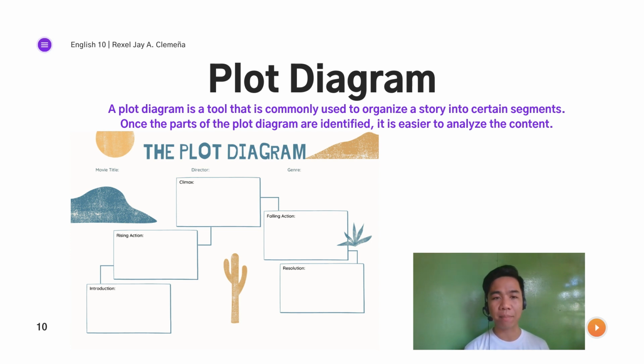The third one is the climax. The climax is the turning point in the story. It is usually the most exciting part in the story and the part that makes the reader want to keep reading. The fourth one is the falling action.